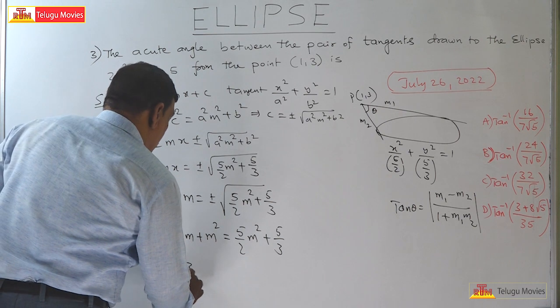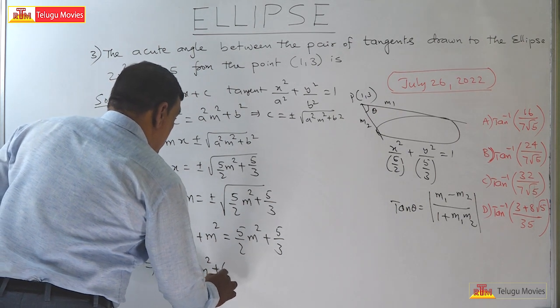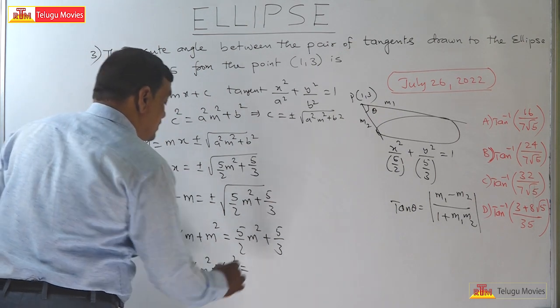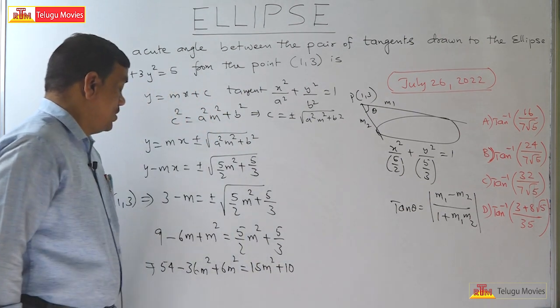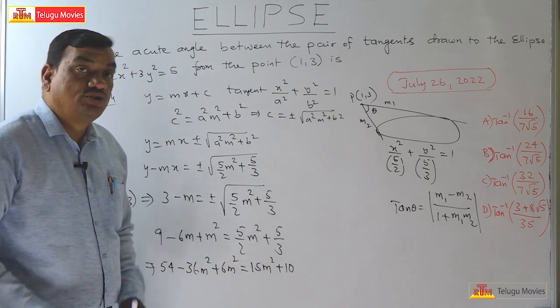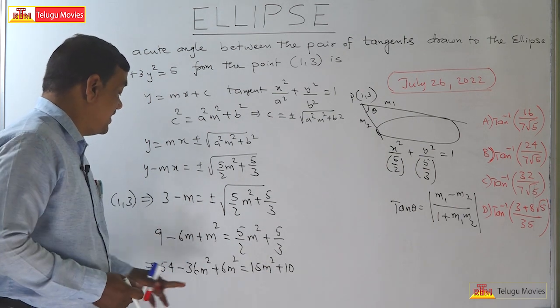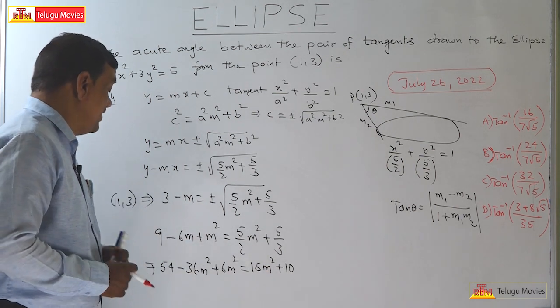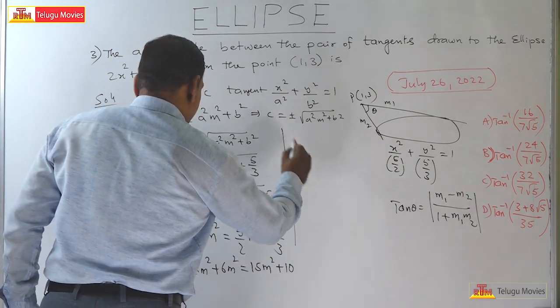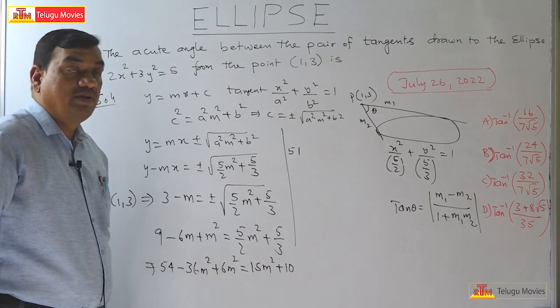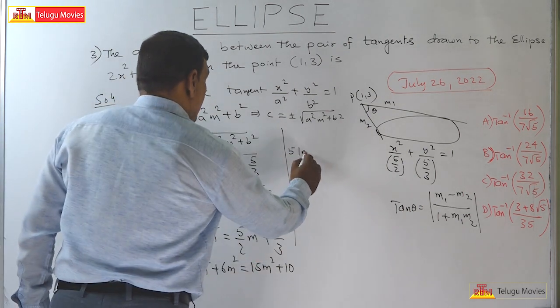This is equal to 36. This is equal to 6m square. This is equal to 15m square. This is equal to 10. So let us take minus 36 to the right hand side. 36 plus 15 is equal to how much? So we will get 51. So 36 plus 15 is equal to 51 m square.